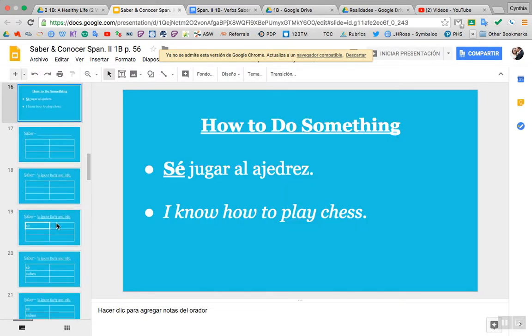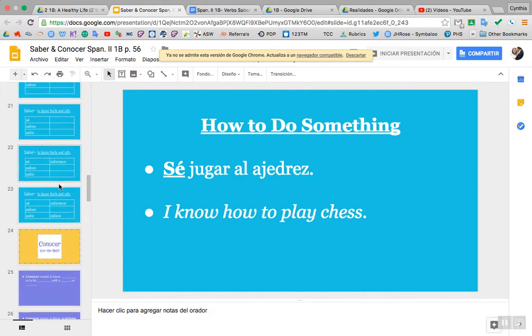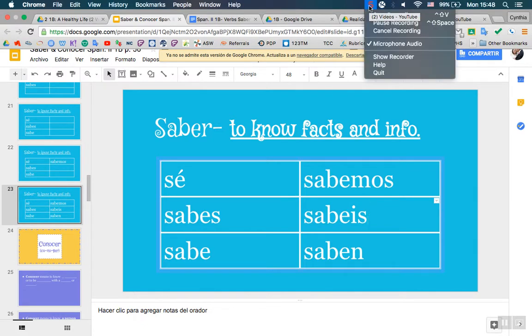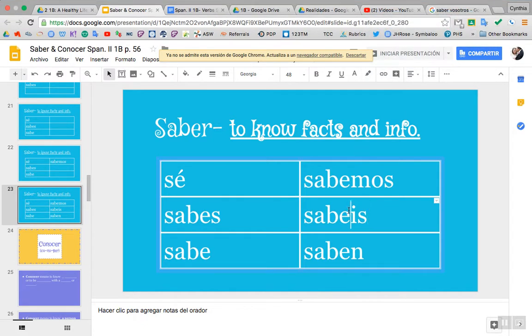Conjugations. I'm going to scroll down to where it's all filled in. We have sé, sabe, sabemos, and saben. We need to fill this one in. Sabéis. Does that sound right? I'm going to pause this and double check it and be right back. Okay, that is correct. There's just an accent on this E.